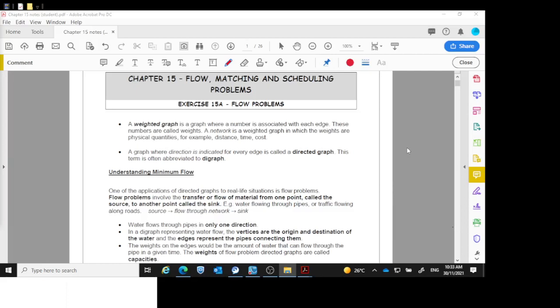Flow, making scheduling problems. So this is part of networks, and we're going to be talking about flow problems. When we've got a weighted graph, and there's numbers on all the edges, they're called weights. Again, it could be distance, time, cost, anything, even water flow. Where it's a directed graph, that means there's a direction involved in it, and of course we have to be able to follow that flow, that direction. A short name for it is a digraph.